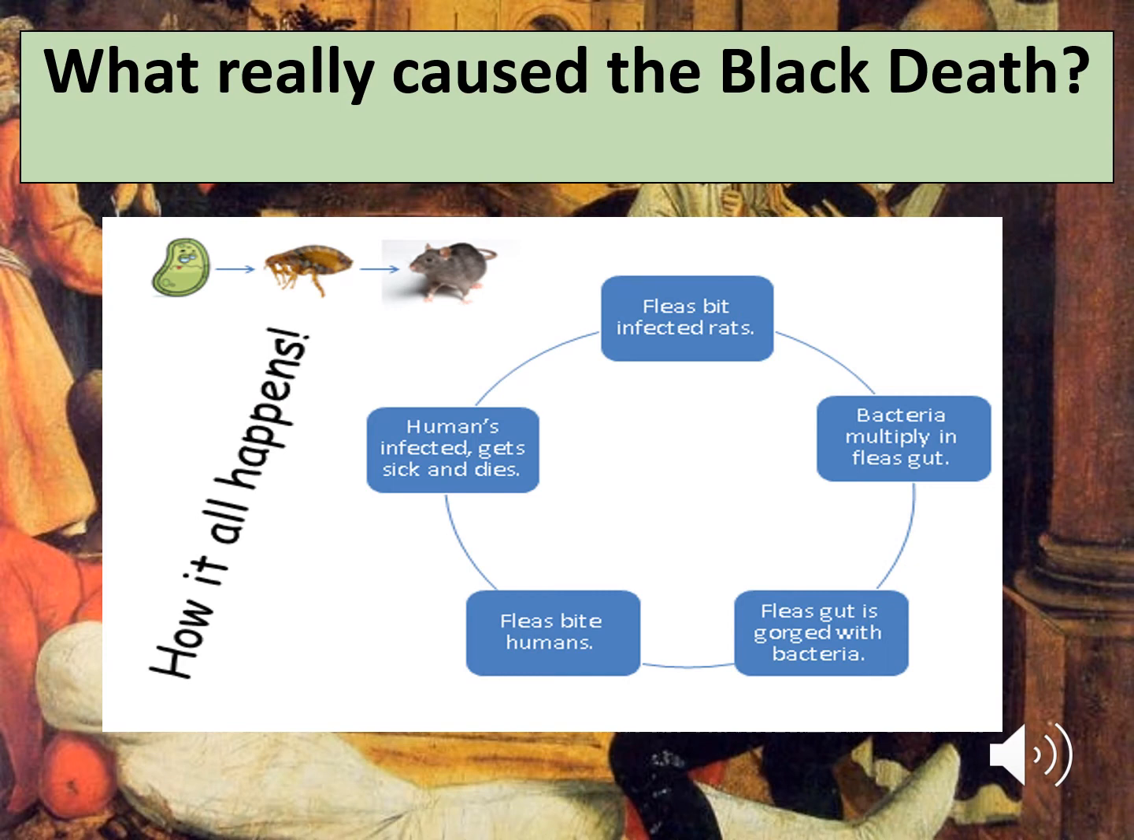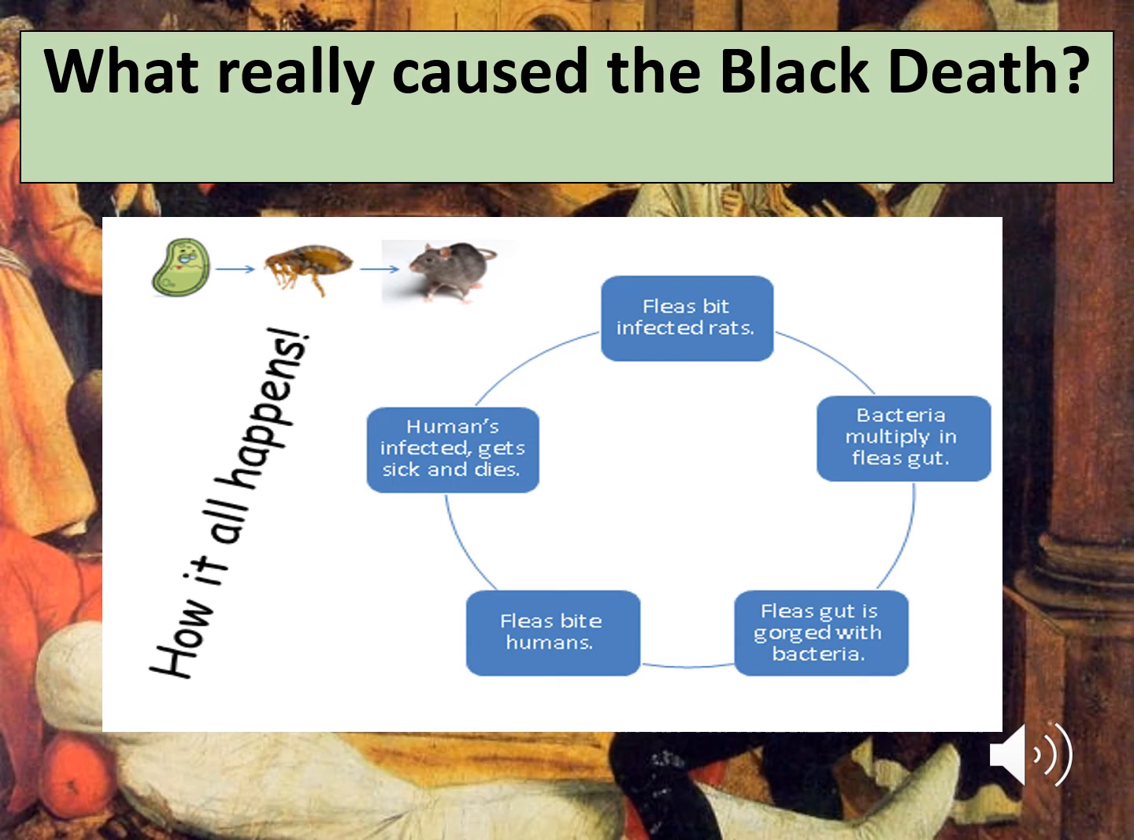So what really caused the Black Death? From our previous task, we know that people in medieval Britain thought all kinds of things caused the Black Death. From Jewish people, to the planets being aligned, to toilets. They had lots of different answers for this.